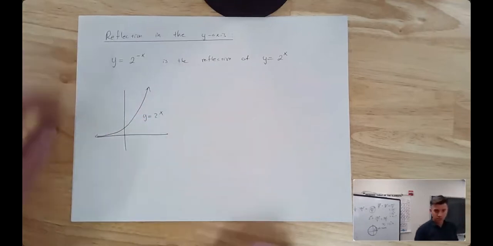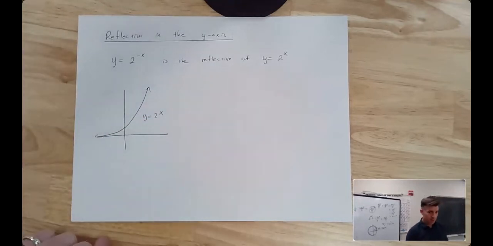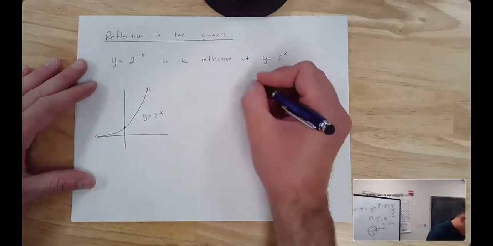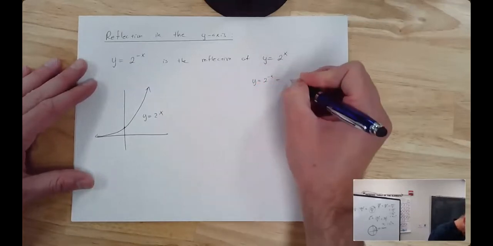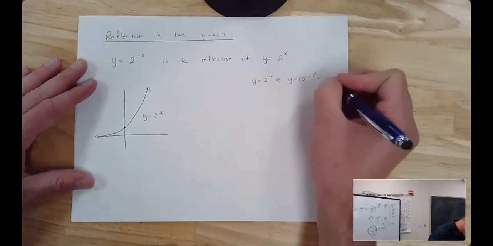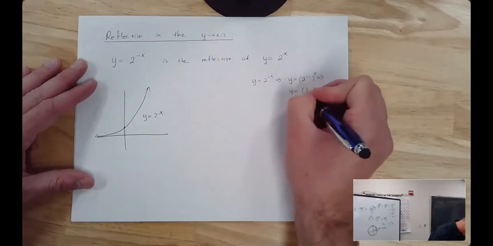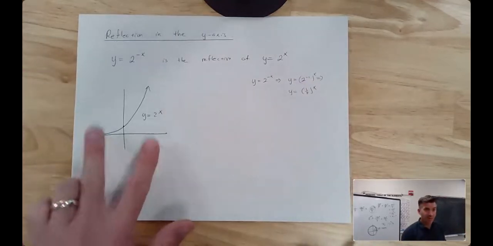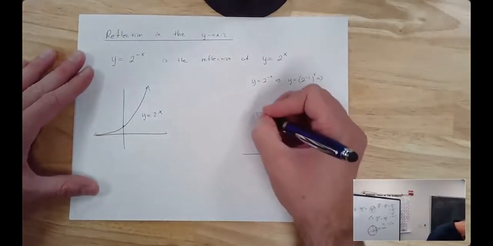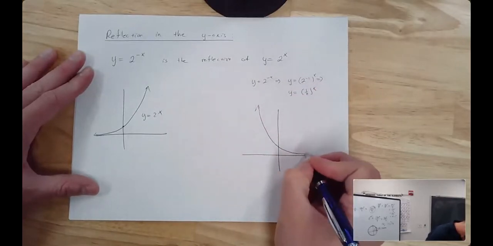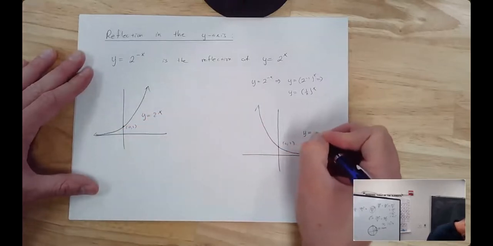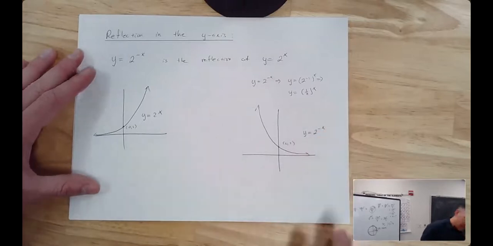And y equals 2 to the negative x. Well, y equals 2 to the negative x, we've already seen, is y equals 2 to the negative 1 to the x, which is y equals 1/2 to the x, which definitely looks like that, except it's flipped over because it's decreasing from left to right. And these are definitely reflections of each other in the y-axis.